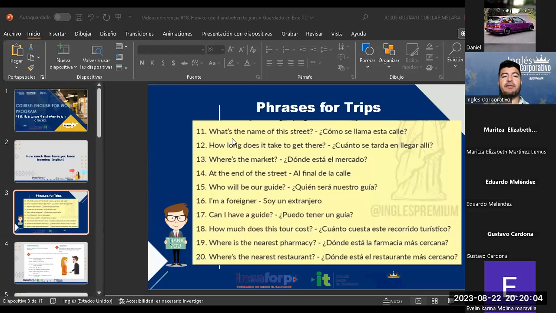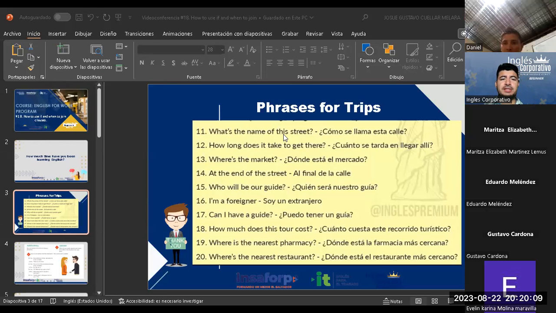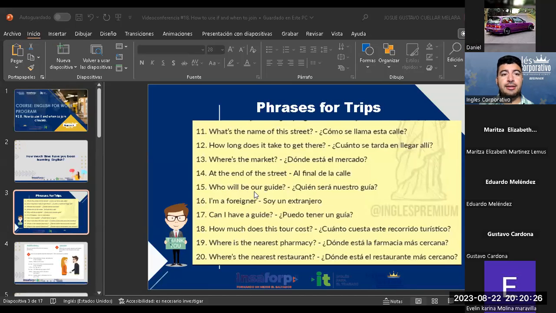For example, here we have: What's the name of this street? How long does it take to get there? Where is the market? At the end of the street. Who will be our guide?